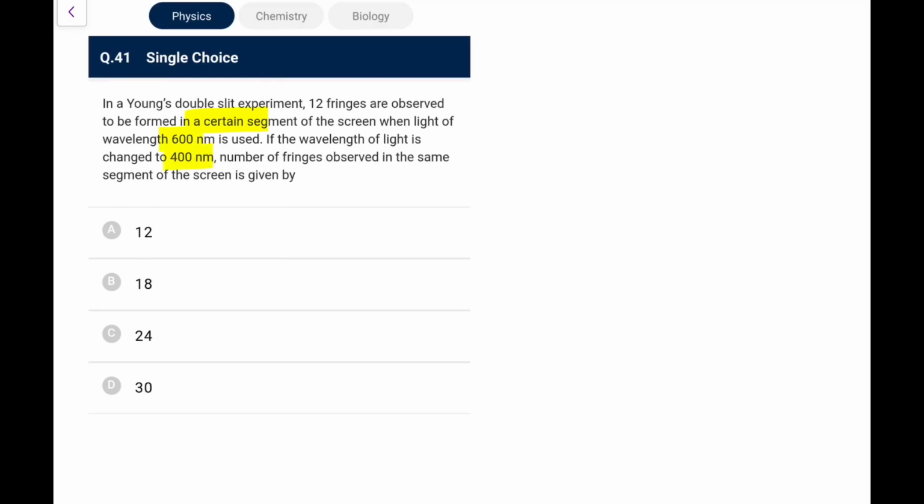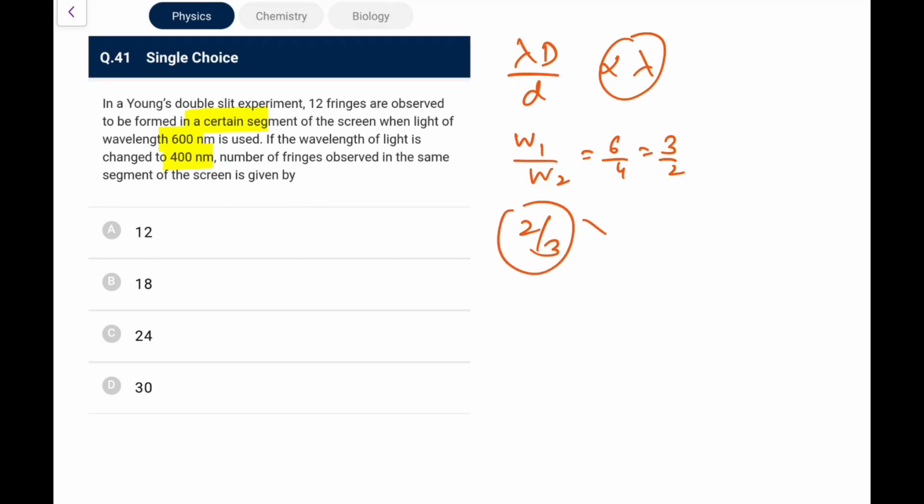If the light is changed to 400, what we know is fringe width is lambda D by d, proportional to lambda. So the fringe width in both the cases would be 6:4, that is 3:2. So the fringe width becomes 2/3. So the number of fringes will become definitely 3 by 2 in the same section, because initially that was W1 into N1, now it would be W2 into N2, both should be same. So it would be the reverse of that, so that would be 3 by 2 of the 12.